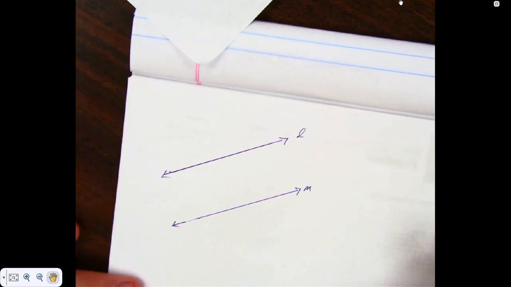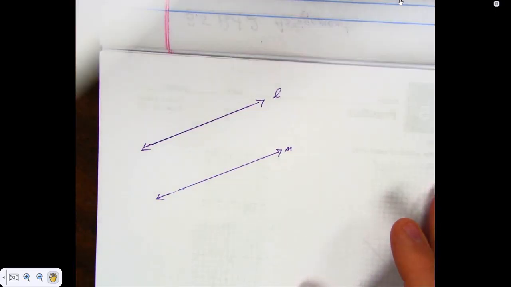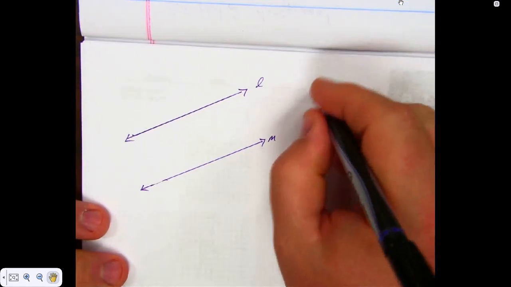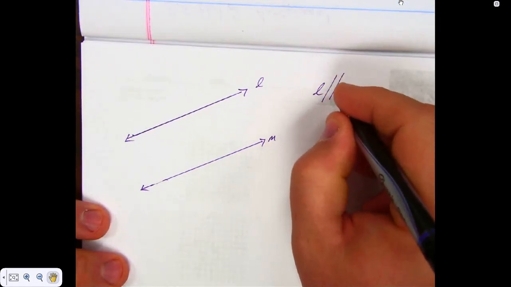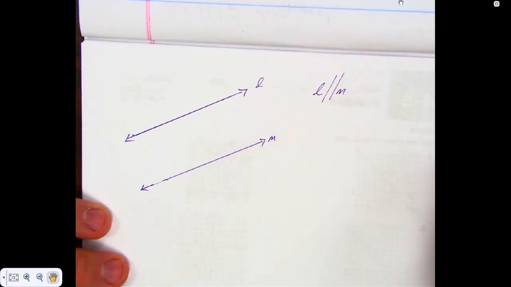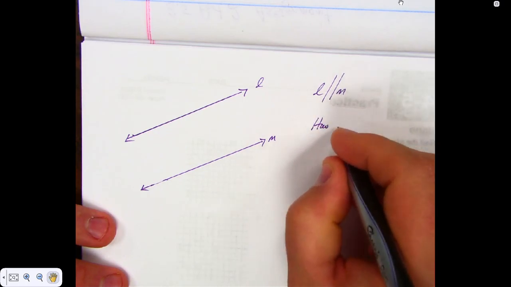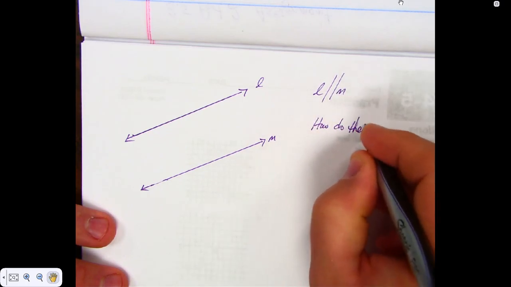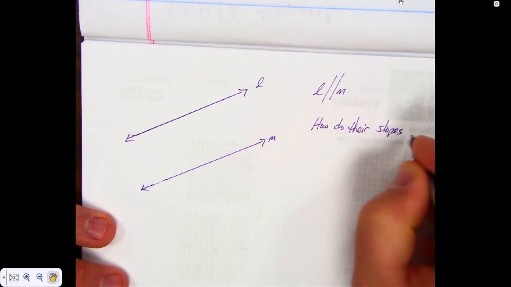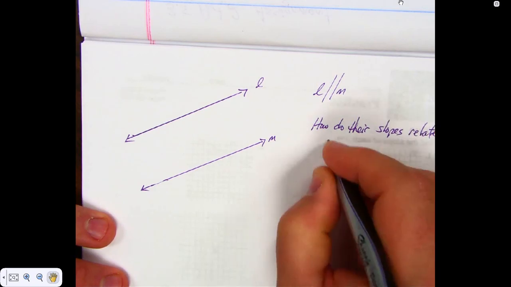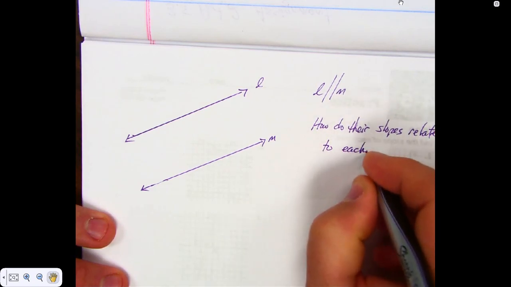What do you think you can say about line L and line M? They're parallel. We've been talking about that a little bit, haven't we? Yep. Line L is parallel to line M. Now, how do their slopes relate to each other? They're the same.